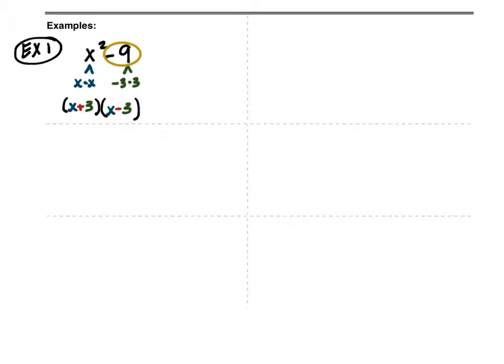Before we move on to the second example, we do want to check in on the FOIL method. So we would check this using that FOIL, and in doing so I would recognize this whole process here of x times x in fact would give me that x squared term. X times -3 and 3 times x will give me 0 because they are opposites when I add them. And 3 times -3 in fact will give me -9. So that is kind of that intuition and that final check piece that we're working with. So let's take now a look at example number 2.